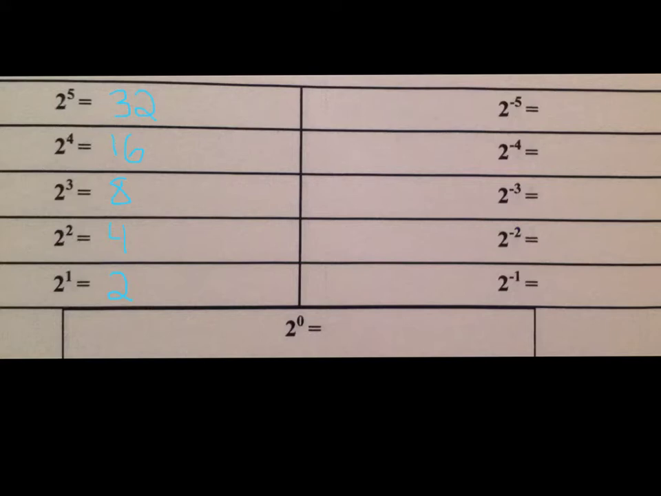So as you go down, the numbers are being cut in half. So as you go down, cut 2 in half, it is 1. So 2 to the power of 0 is 1, and then we will continue cutting in half as you go. So half of 1 is 1/2, and then half of 1/2 is 1/4, and then keep cutting in half, 1/8, 1/16, and 1/32.